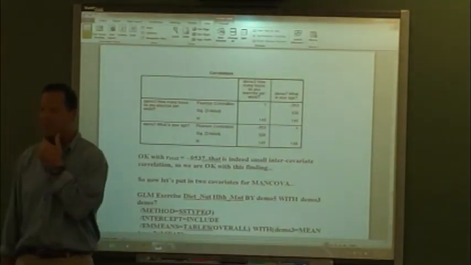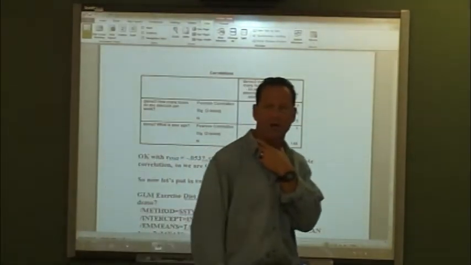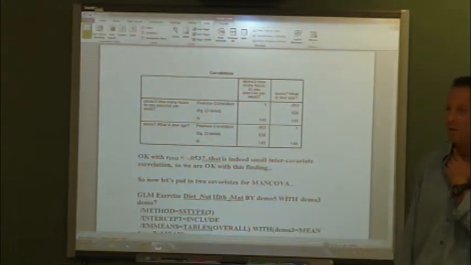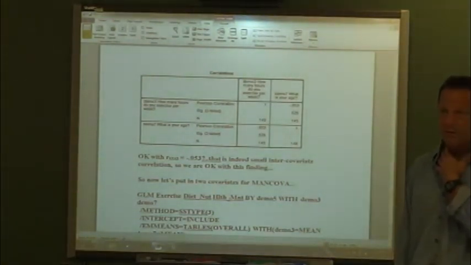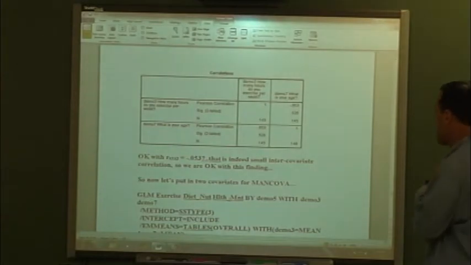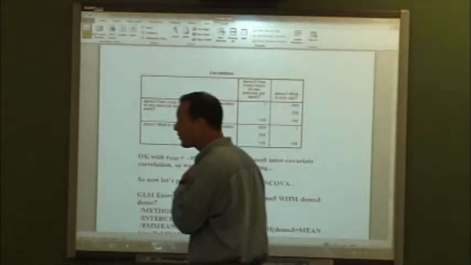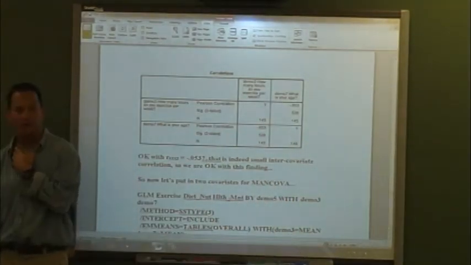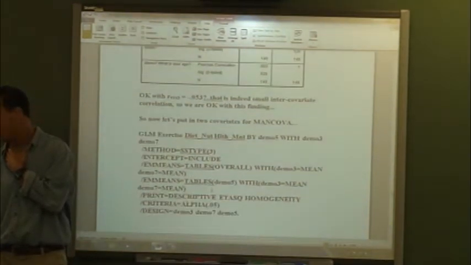We would love to have a minimal intercorrelation of the covariates. How do we do? We would love a minimal negative 0.053. Does that seem pretty small? Yeah, so that's good. That's a small intercovariate correlation. So now let's put in two covariates for a Mancova. Let's do a Mancova with two covariates.